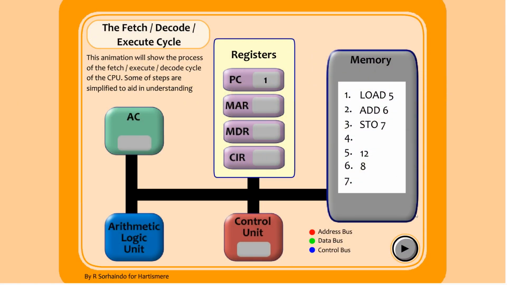Okay, so we're going to walk through the fetch, decode, execute cycle. This is a cycle that happens thousands of times a second every time your CPU goes through one of its cycles, and we refer to that as hertz. The animation is going to show you the process of the fetch, decode, execute cycle of the CPU, and some of the steps are simplified in aid of understanding.